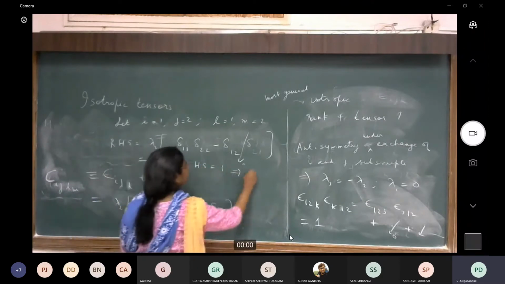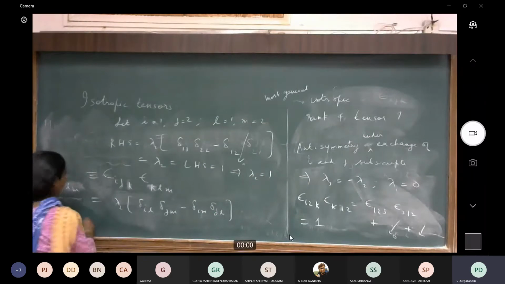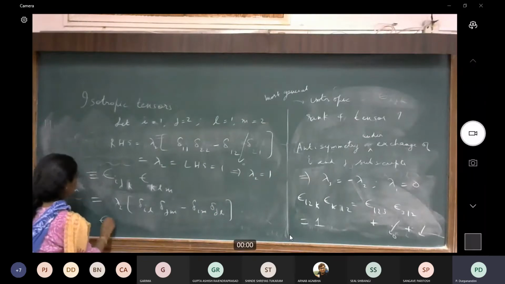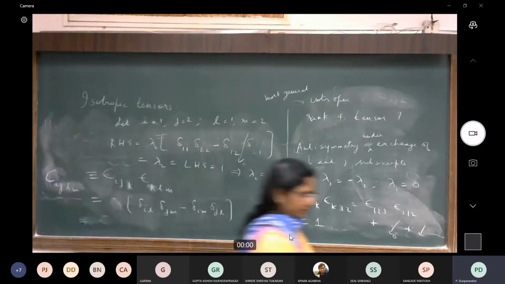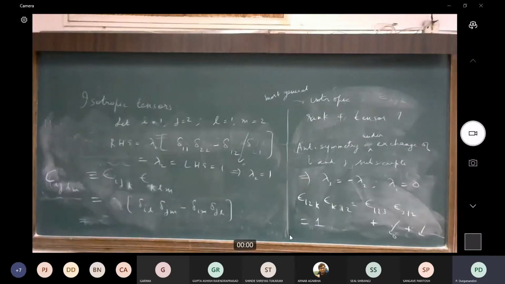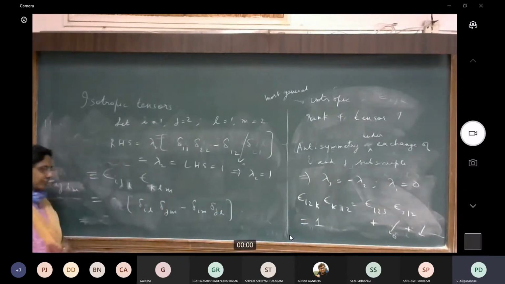So therefore this tells me that lambda equals 1. So by simply using tensorial arguments, I can show that this must be satisfied. There's nothing else I can do.